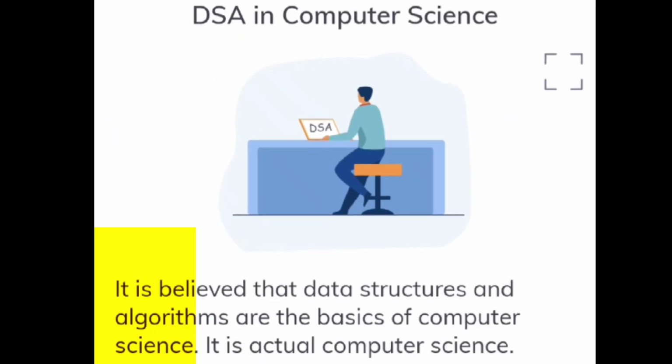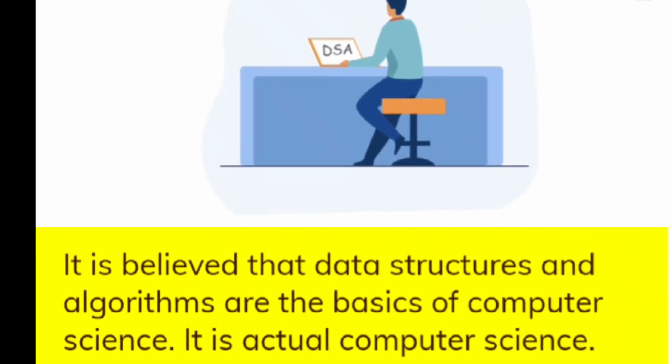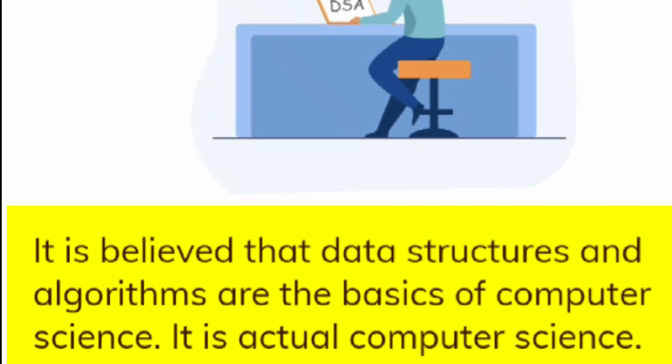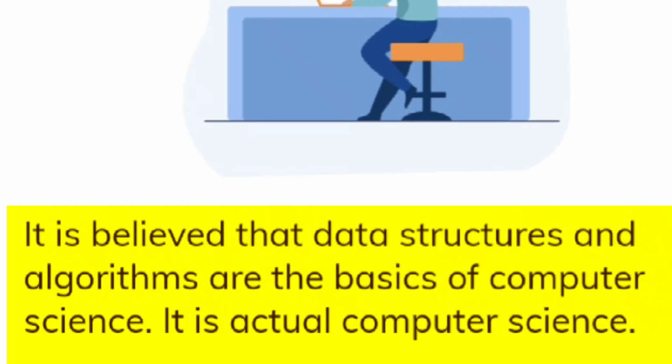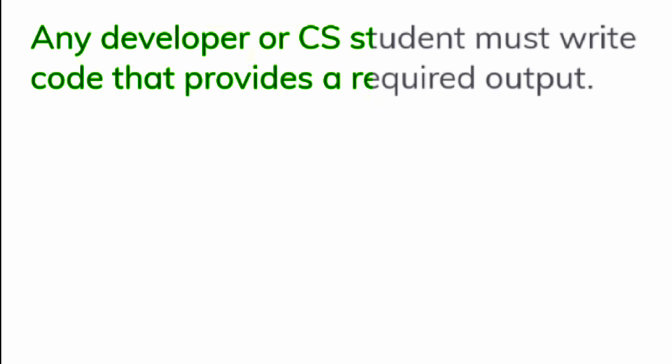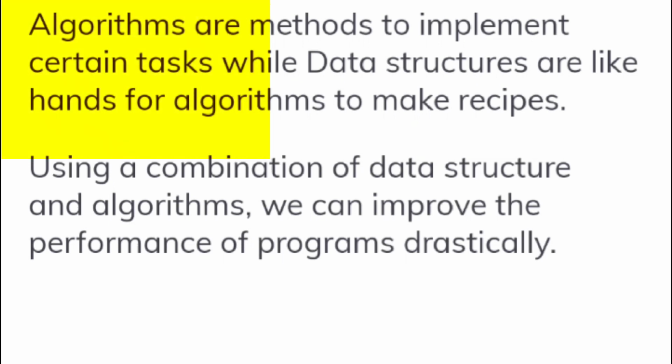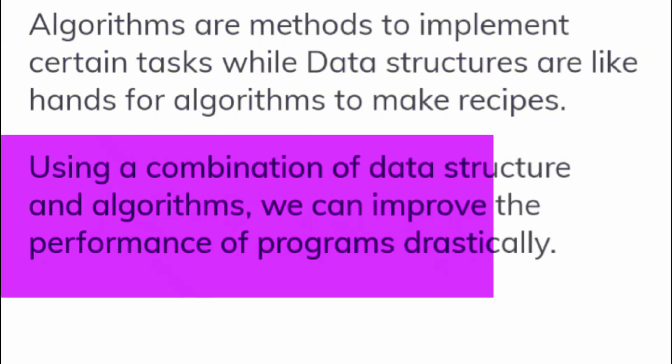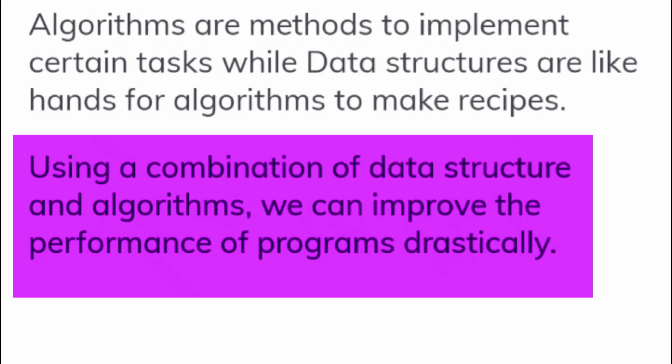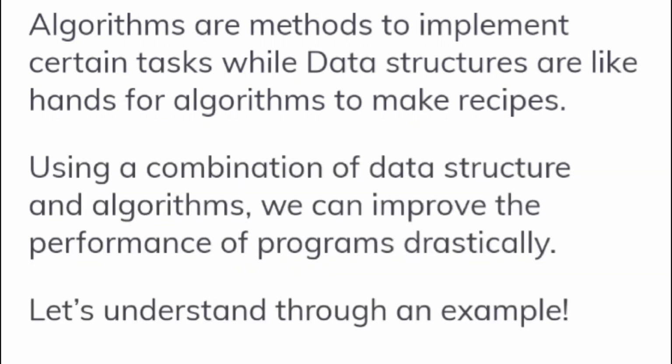It is believed that data structures and algorithms are the basics of computer science. It is actual computer science. Any developer or CS student must write code that provides a required output. Algorithms are methods to implement certain tasks, while data structures are like hands for algorithms to make a recipe. Using a combination of data structures and algorithms, we can improve the performance of a program drastically. Let's understand through an example.